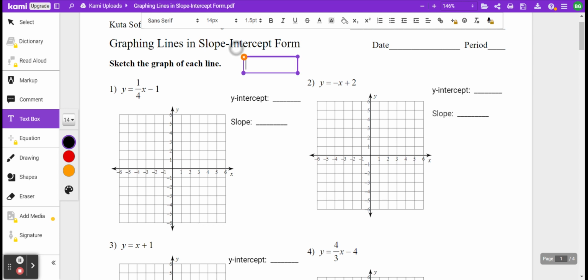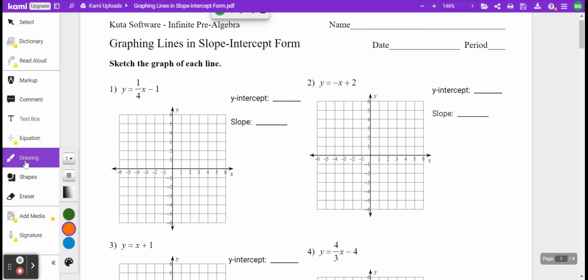Think back to when we're talking about slope-intercept form. We're looking at that y equals mx plus b, where b is my y-intercept and m represents slope. So in looking at the first problem, this -1 is going to be my y-intercept. With that being my y-intercept, I want to go ahead and mark where that point crosses the y-axis.